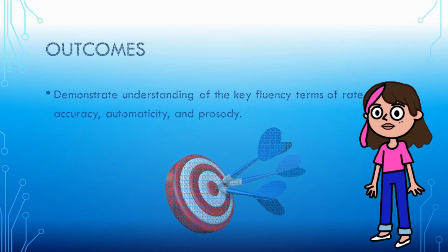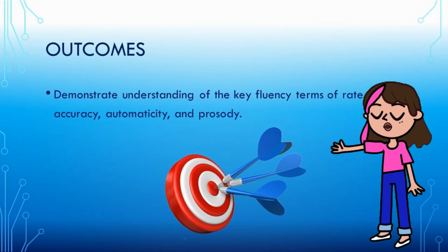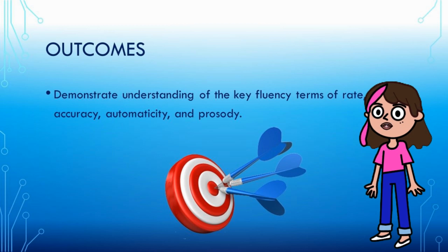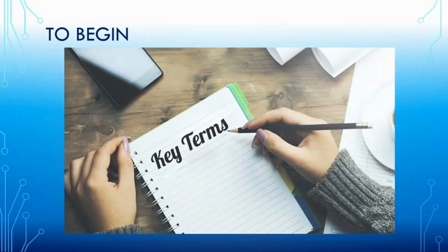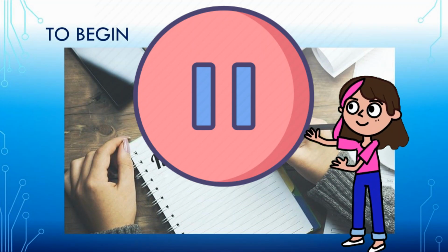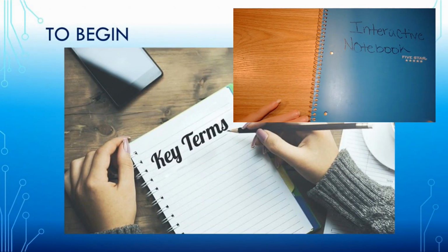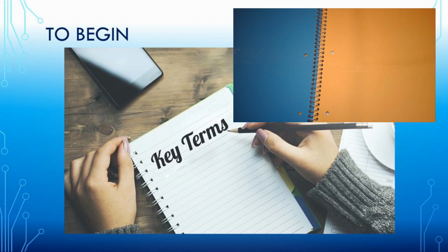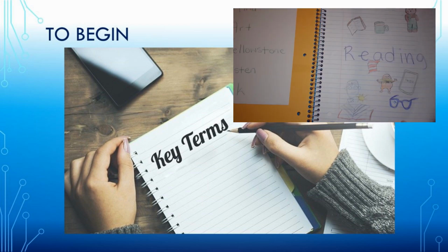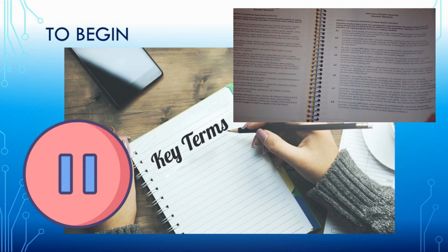experience. This lesson hopes to help you demonstrate an understanding of the key fluency terms of rate, accuracy, automaticity, and prosody. Anytime you see the pause button, you are encouraged to pause the video lesson to ponder, practice, or read further. Throughout the lesson, there are key terms that you will need to know. I recommend adding these terms to your notes.